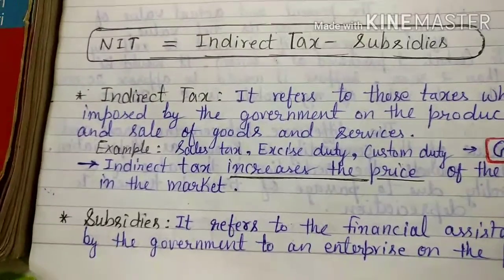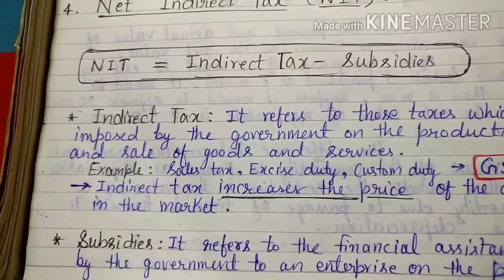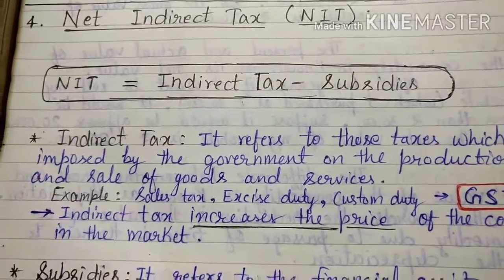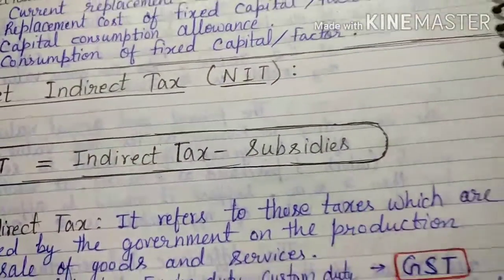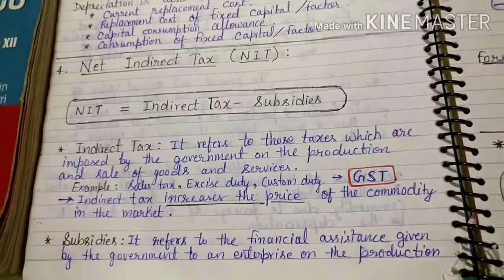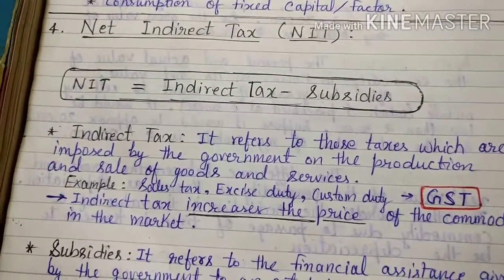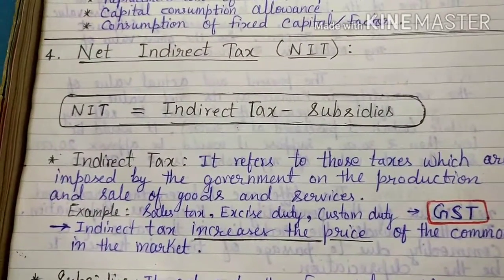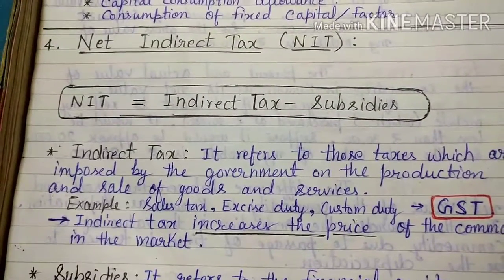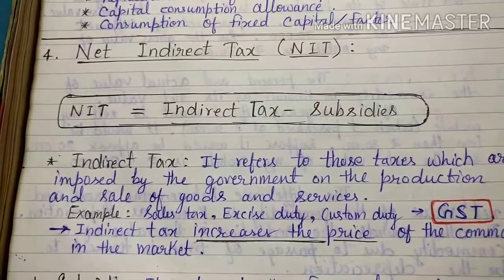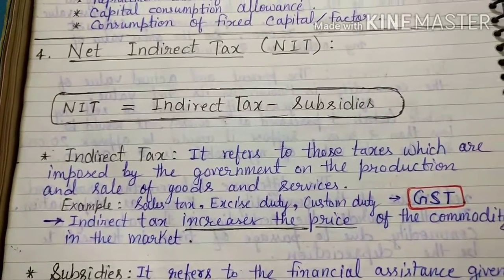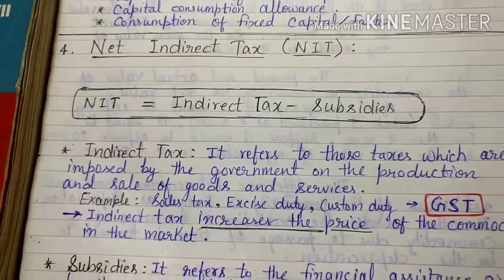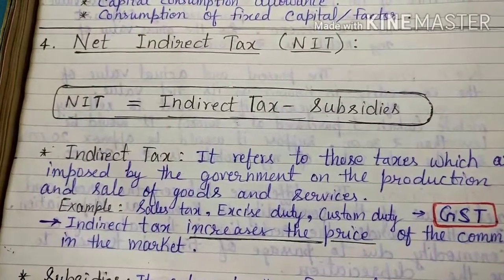Now what does this indirect tax do? It increases the price of the commodity. Suppose you go to the market and purchase a product. When the producer produces that product, the cost comes to 500 rupees. But when he sells it in the market, he will add the indirect tax amount also. So the product which cost 500 will now sell in the market at 550 rupees. That extra 50 rupees is for indirect tax, or you can say GST. So tax increases the price of the commodity.